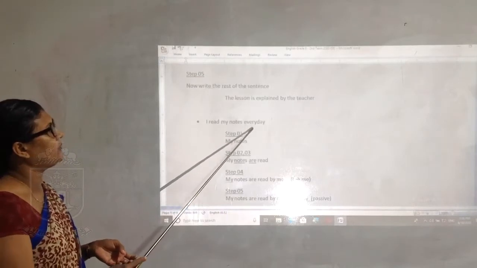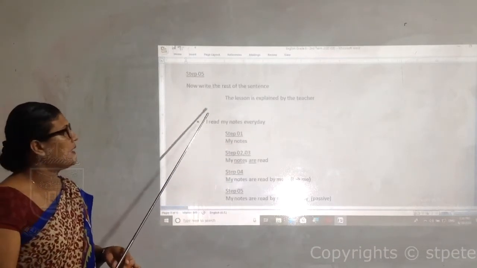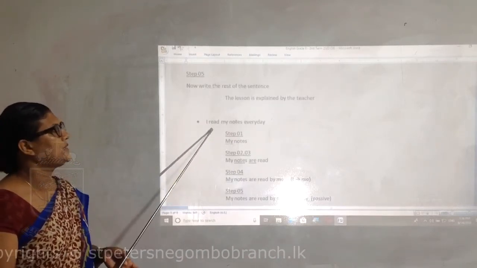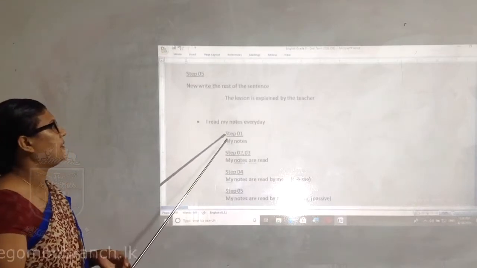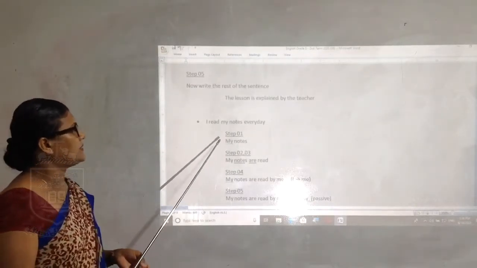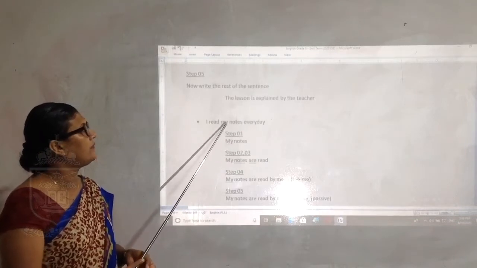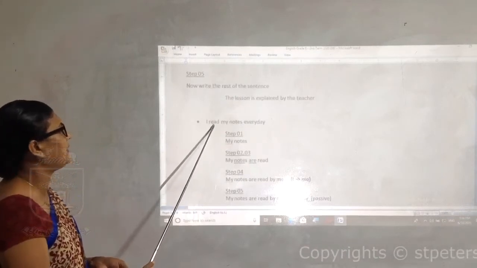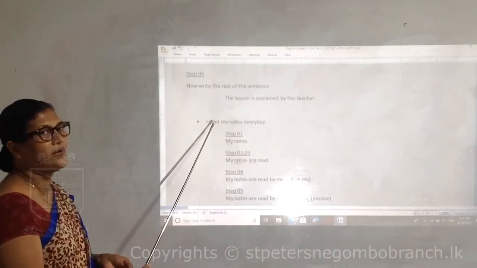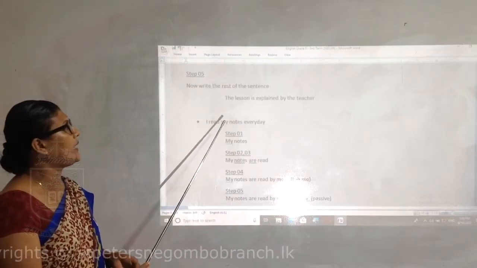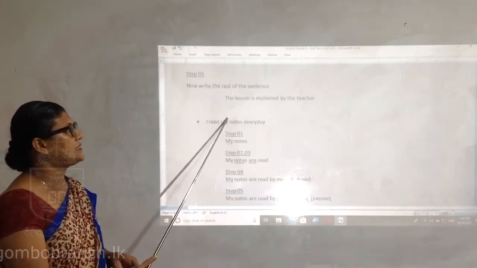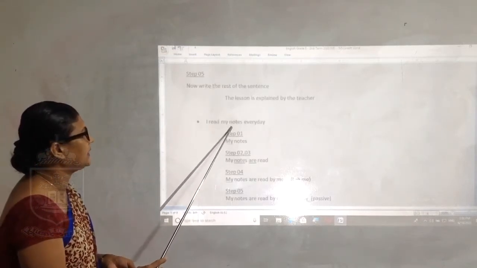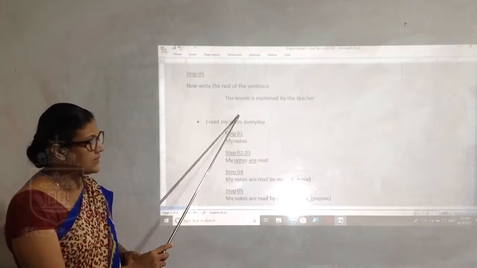I read my notes every day. That is an active voice. The word I is the doer. So this is the active voice sentence. Now for step one, I will have to find out the object from this sentence. What is the object here? I read my notes every day. What do I read? My notes. That is the object. So I will have to write this object at the beginning of the second sentence.